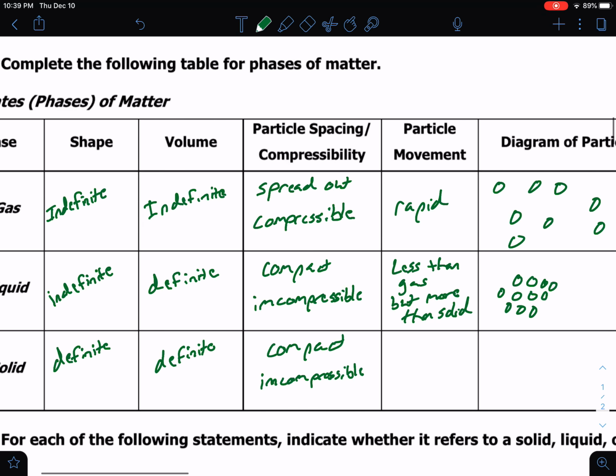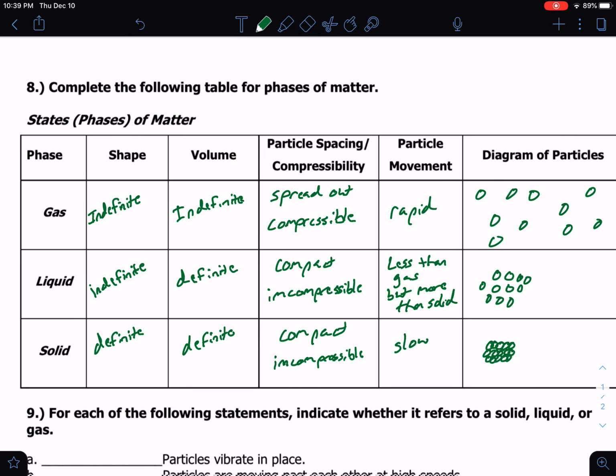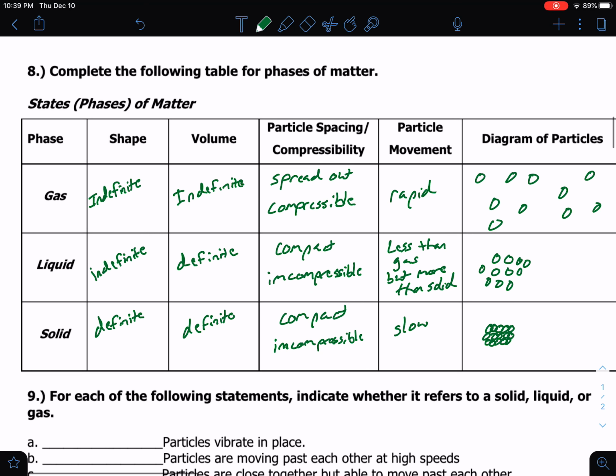Particle movement is going to be very slow. Everything's so close to each other, there's not a whole lot of room to go. So my particles are going to look like this, pretty much stacked right on top of each other. A lot of this should be familiar to you from elementary school and middle school, so that is just a refresher.